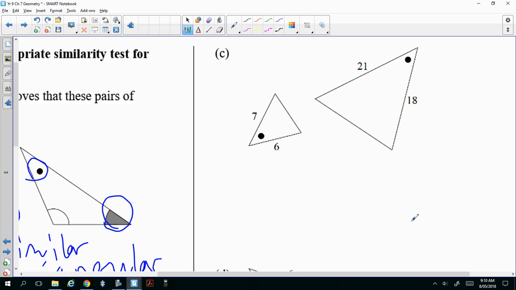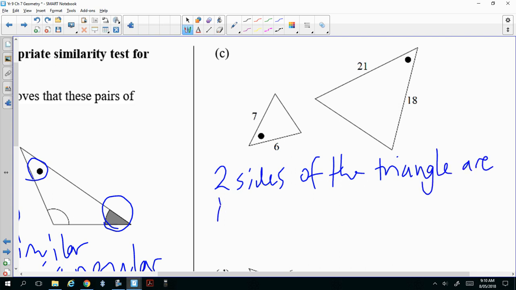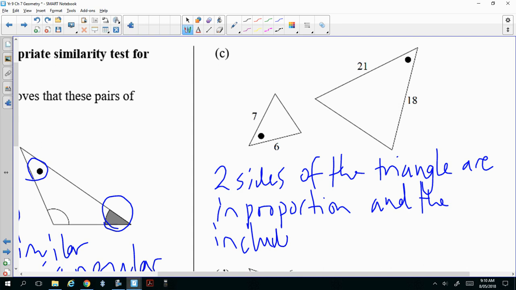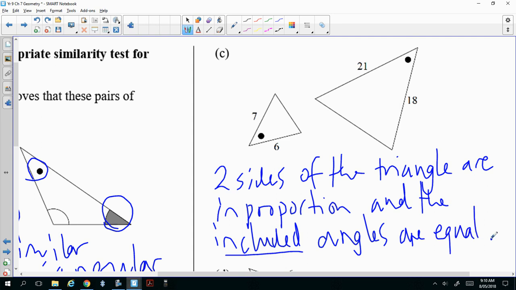So you say, two sides of the triangle are in proportion, and the included angles, you have to use the word included, angles are equal. So you have to give a description for similar tests rather than abbreviation. It's important you know how to do that because that's what you do in the HSC as well and in your exam. So two sides are in proportion and the included angles are equal.